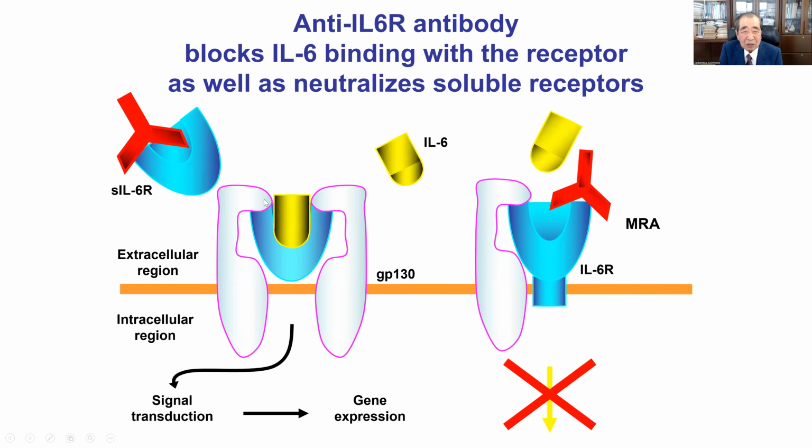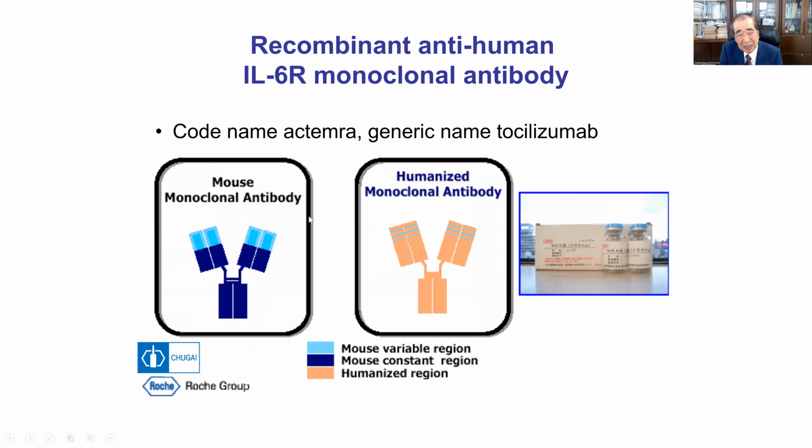Then, in order to treat these various diseases, we tried to block the IL-6 signals. So we prepared an antibody against the 80 kilodalton IL-6 receptor and tried to block the IL-6 and IL-6 receptor interaction and inhibit the signal transduction. This antibody also neutralizes soluble IL-6 receptor and inhibits the dimerization of GP130. And this anti-IL-6 receptor antibody was humanized, and is called tocilizumab or Actemra.